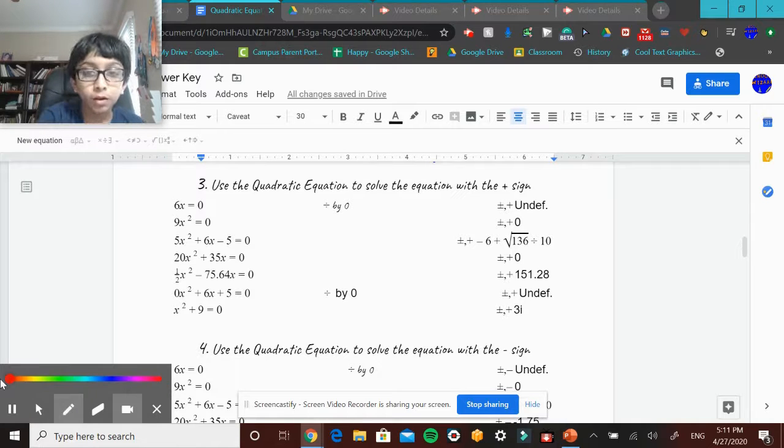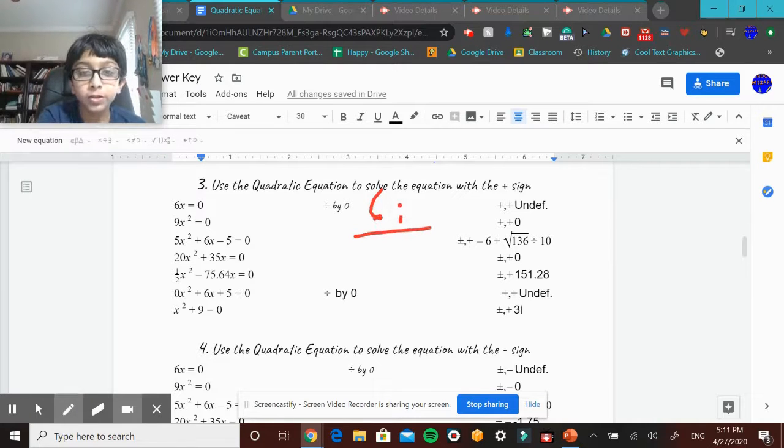Okay, so now that we have 6i divided by 2a, since a is 1, 2 times 1 is 2, and then 6 divided by 2 is 3, which means that we get 3i.